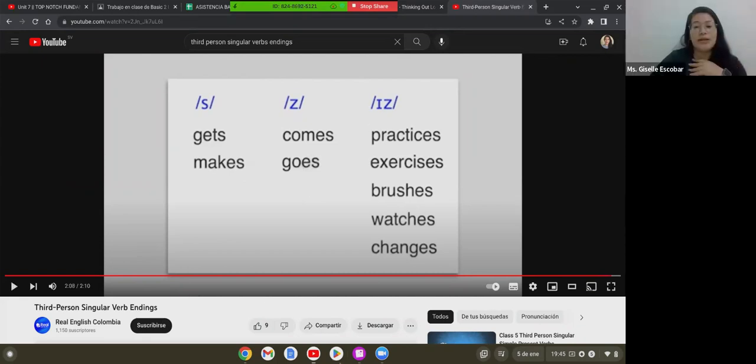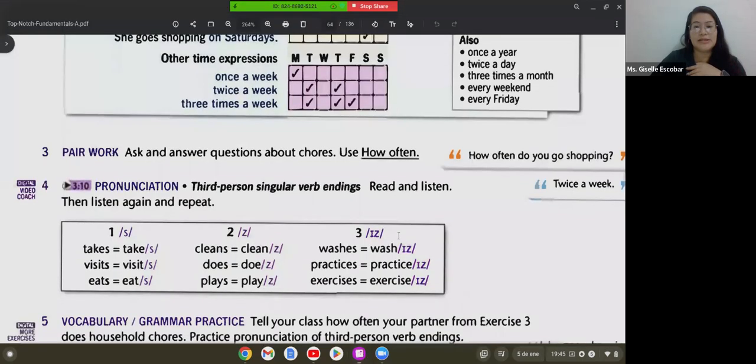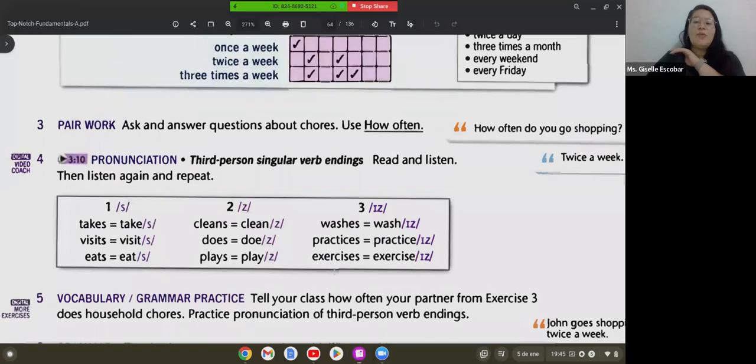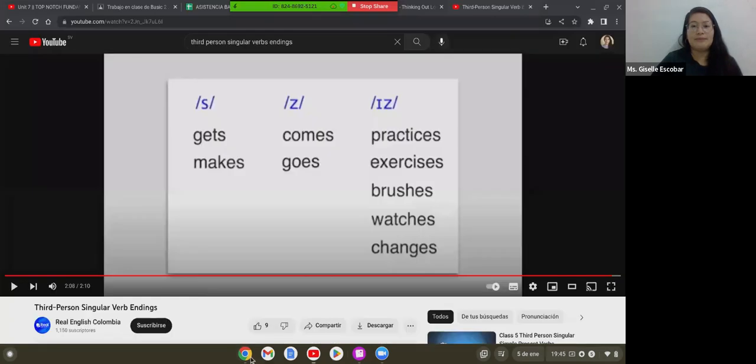So now that we have seen that, let's see this part. Nos muestran acá los tres sonidos. Z, is. So those are the sounds that we have for the endings in verbs. Es el sonido del final de los verbos cuando están en tercera persona. So we are going to listen to the pronunciation of these and then we are going to continue. So let's listen.